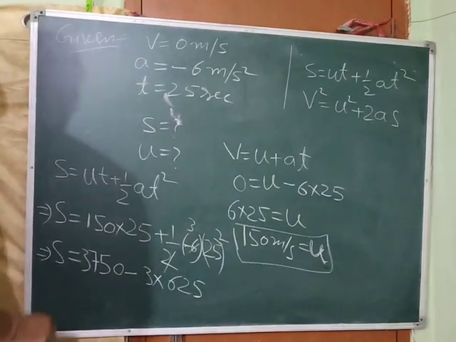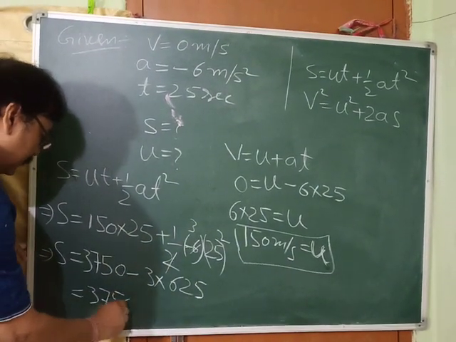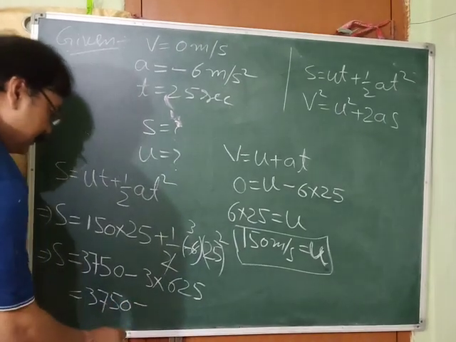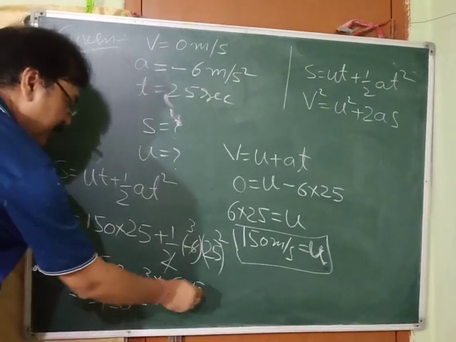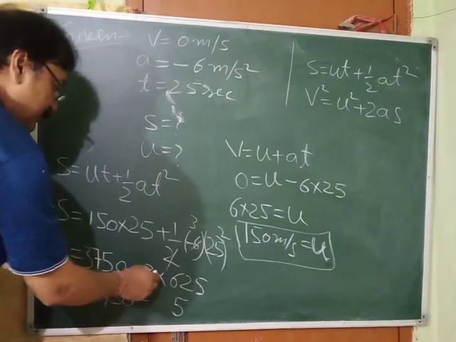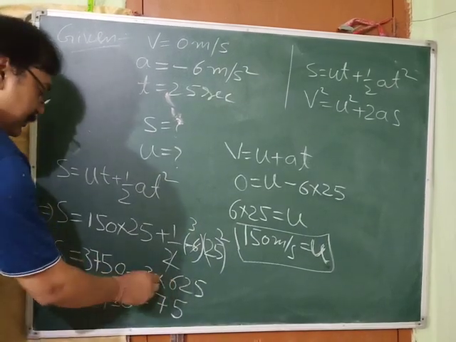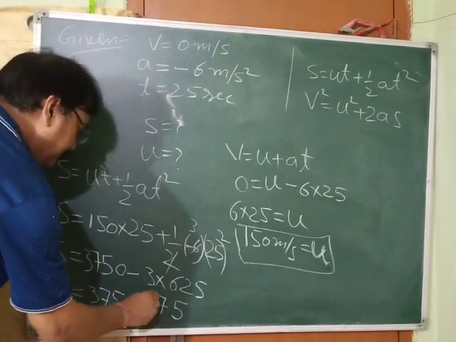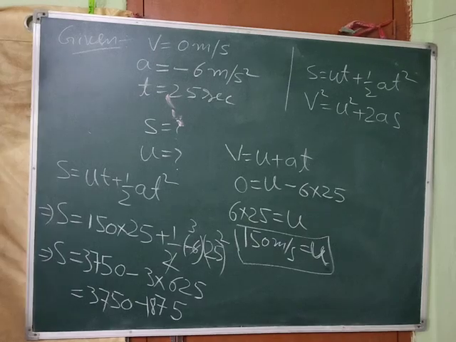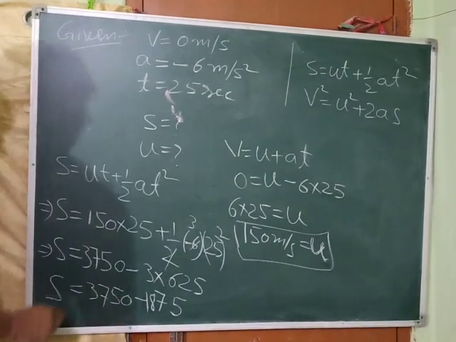Now what you will get? It is 3750 minus, we have to multiply this. 5 3 are 15. So 5 is there, 1 carry. 3 2 are 6, 1 is 7. And then 6 3 are 18. So 1875 we have to subtract from 3750, to get the displacement.